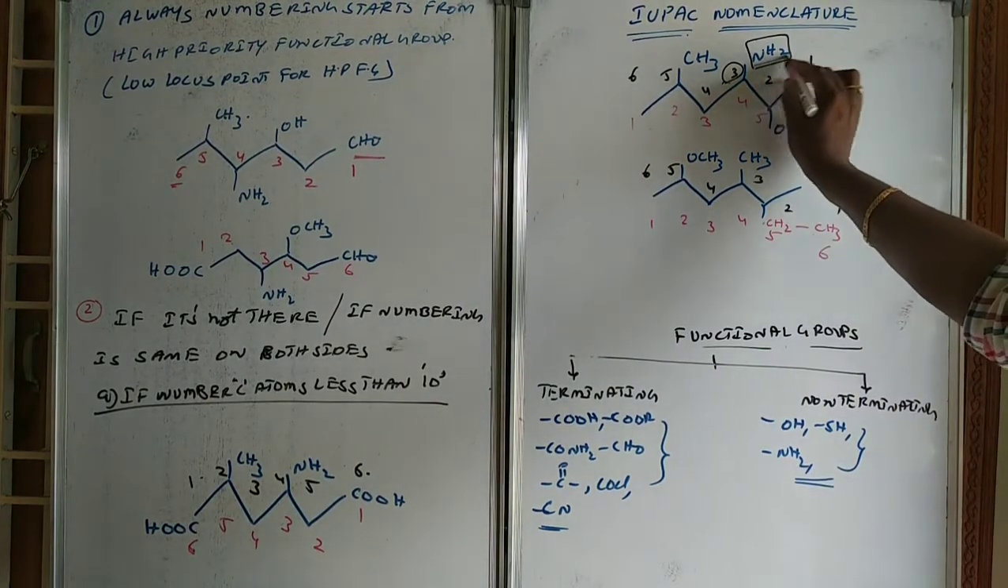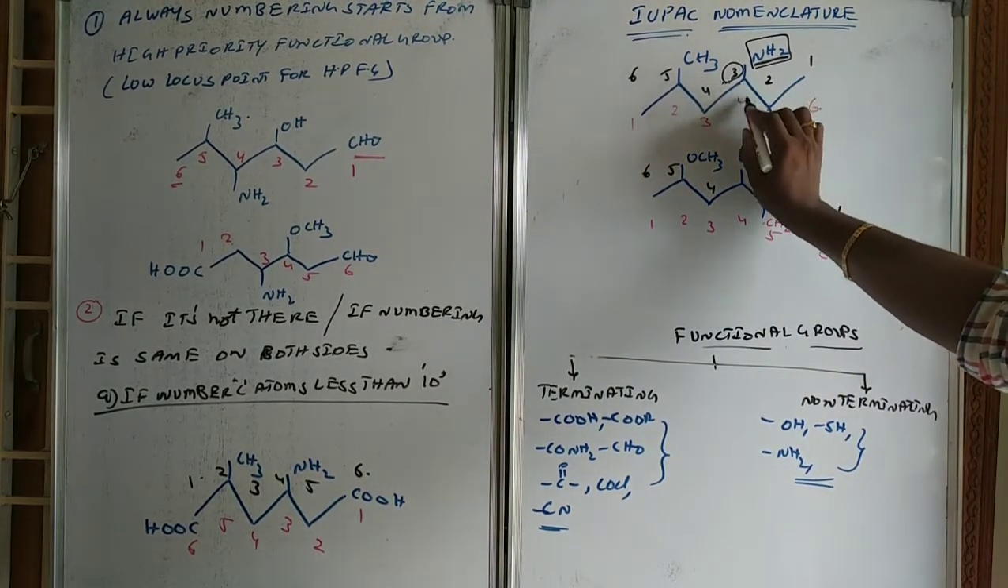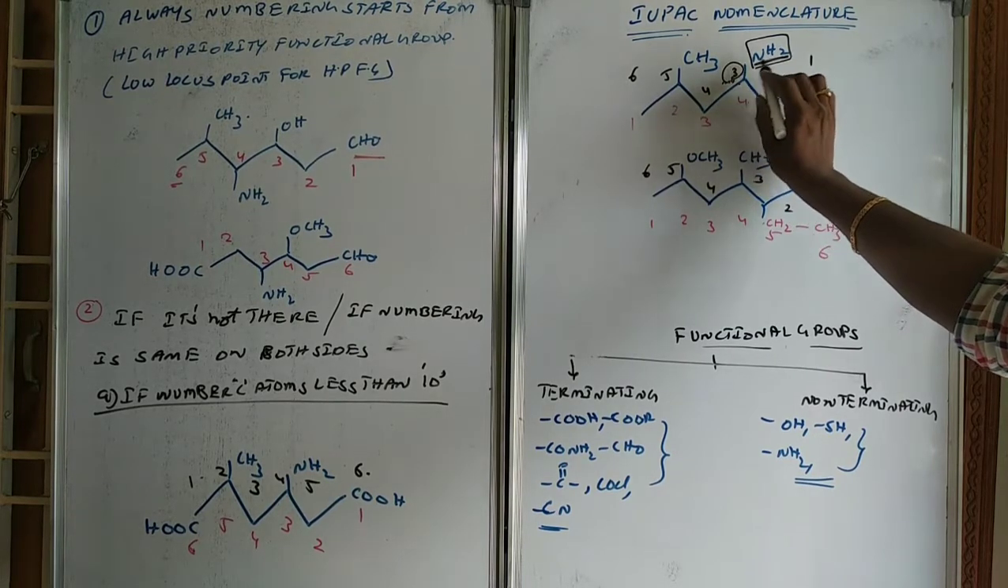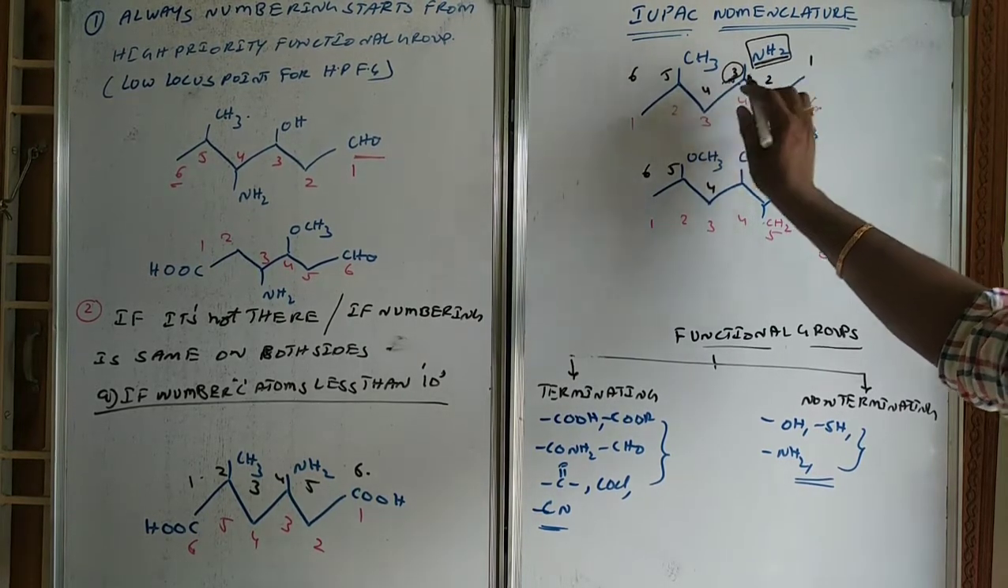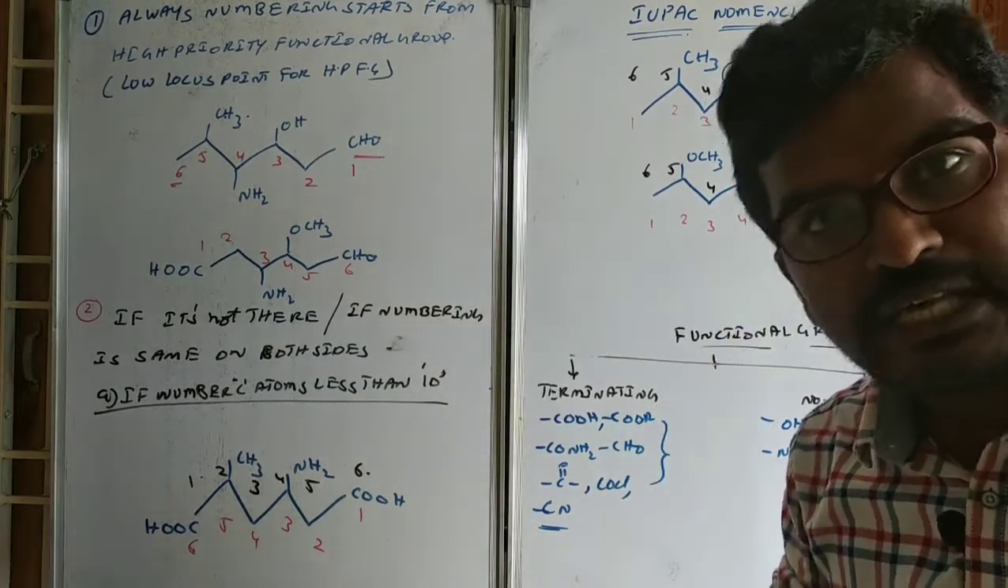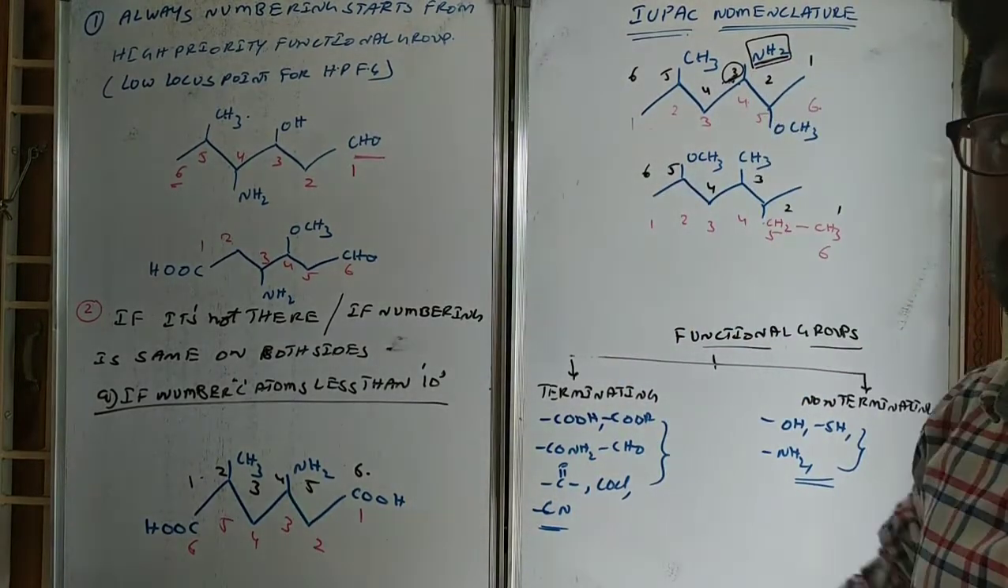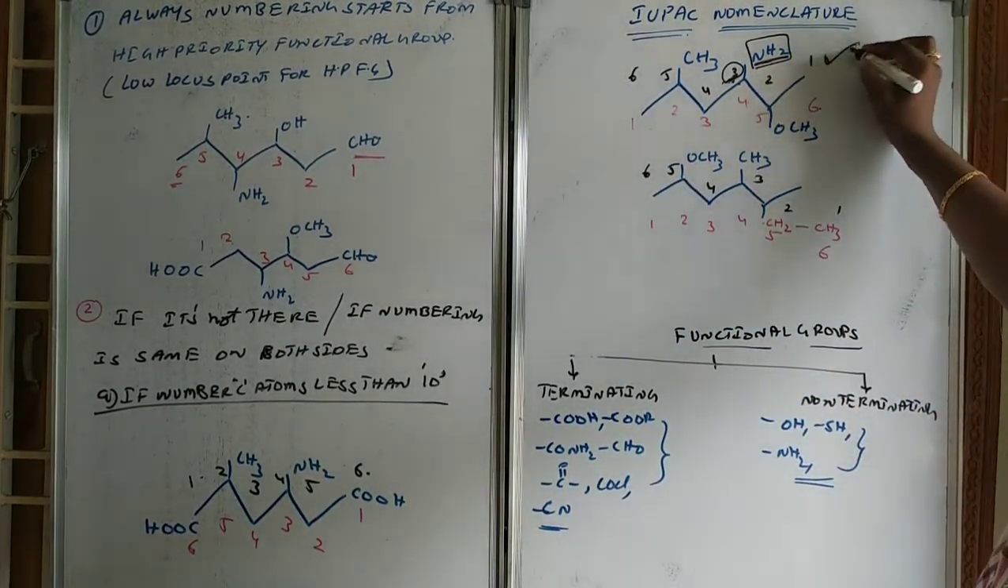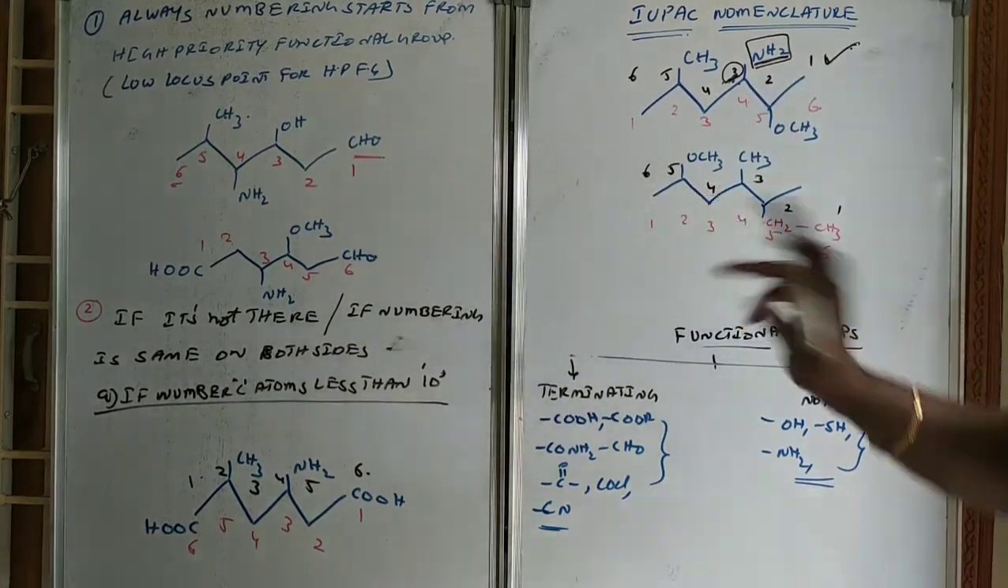So for this side, amine is a functional group, so 3 is coming. High priority should come for amino. So 3. This is not a terminating functional group also. If it is terminating, we will start from here only. Since it is not terminating, from this side you will see. Here nothing is there, you can do.